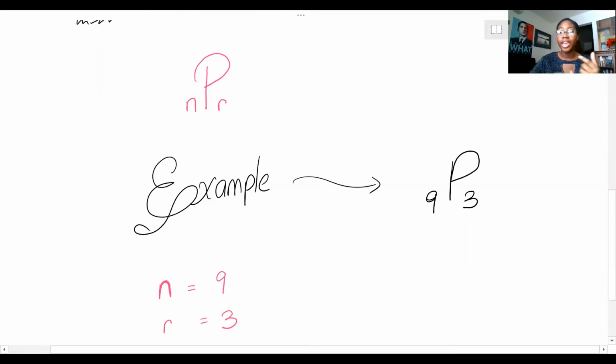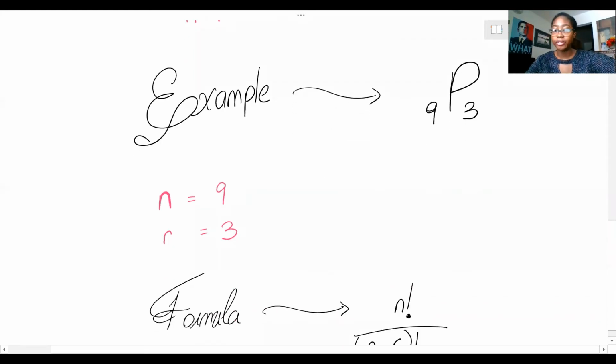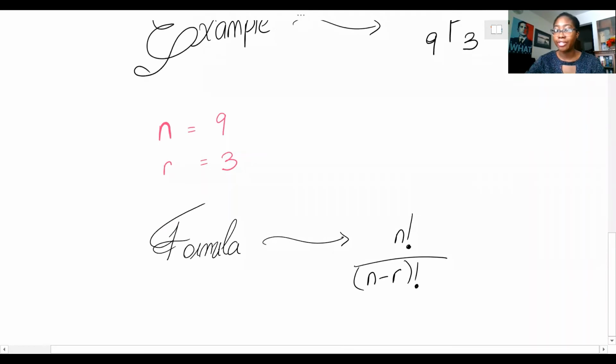Let's determine our N and our R. Our N is represented by the 9, which is to the left, just like what's up top in the pink. And our 3 represents our R, which is to the right. Now, here goes the fun part. This is where the math comes in.